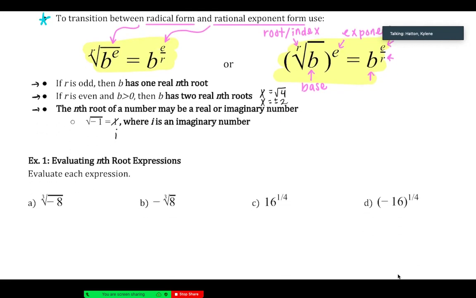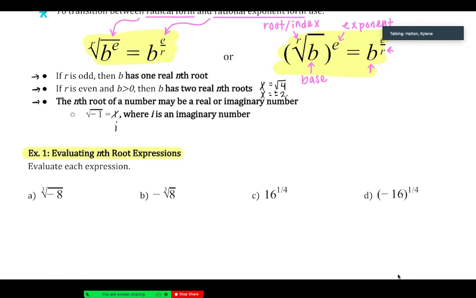Okay, so example 1. This can be written down. So evaluating nth root expressions. So I'll give you a chance to write down the title, and then we'll start working through some of these examples together.